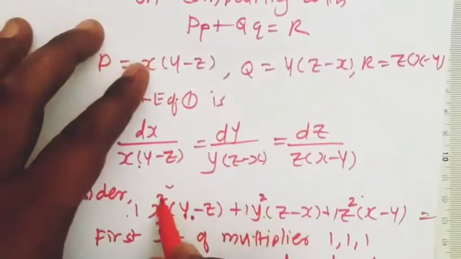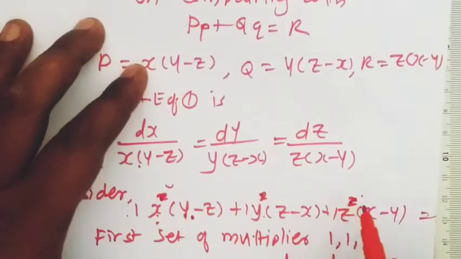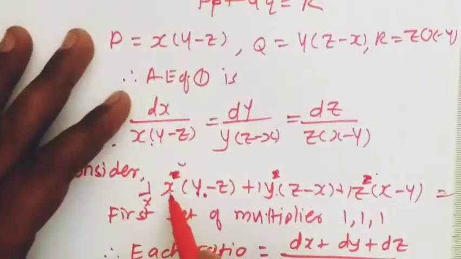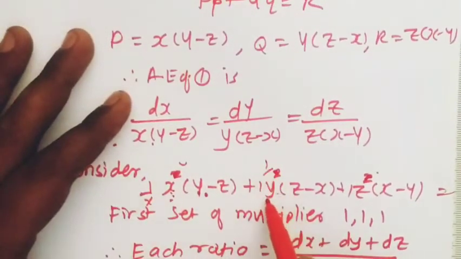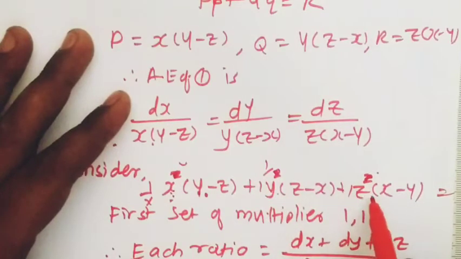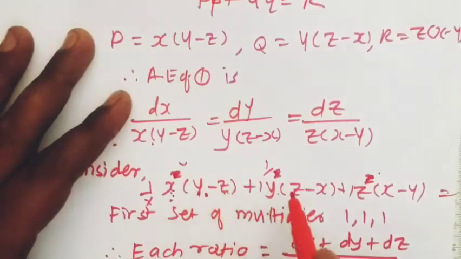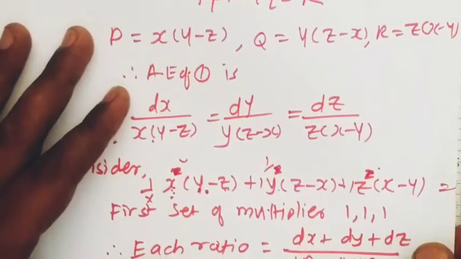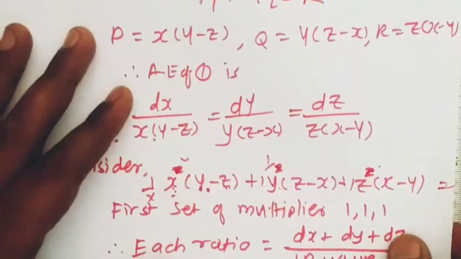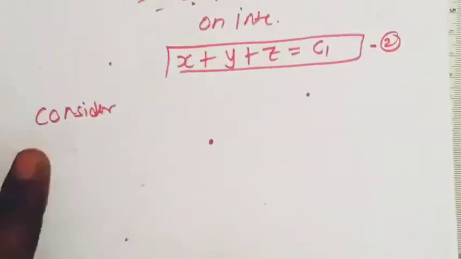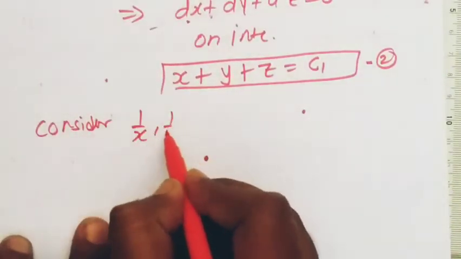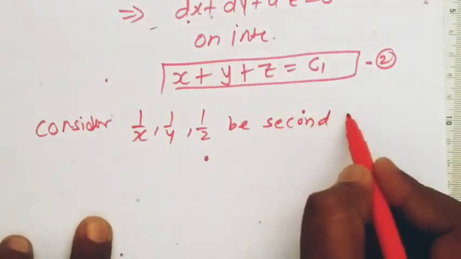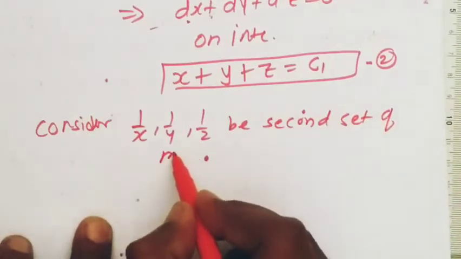Now if we multiply by 1 by x to this, this x will get cancelled, 1 by y to this, y will get cancelled, 1 by z to this, z will get cancelled. We'll have minus y minus z, z minus x, and x minus y. Clearly we will get the addition as 0. So 1 by x, 1 by y, 1 by z will be the second set of multipliers.